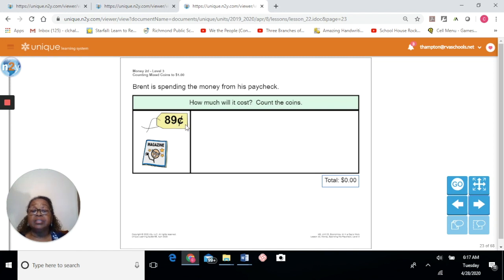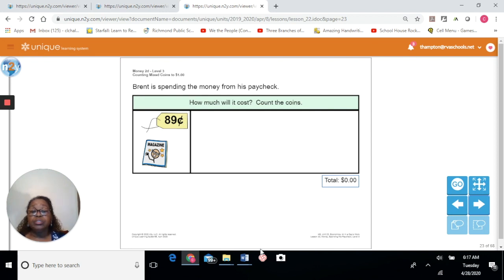So 89 cents, we need to figure out what coins we will use to get 89 cents. And we know we're using coins because it is not a dollar. It's 89 cents. It's on the right side of the decimal. It is not a whole dollar yet. So it's 89 cents. We do not use our decimal.